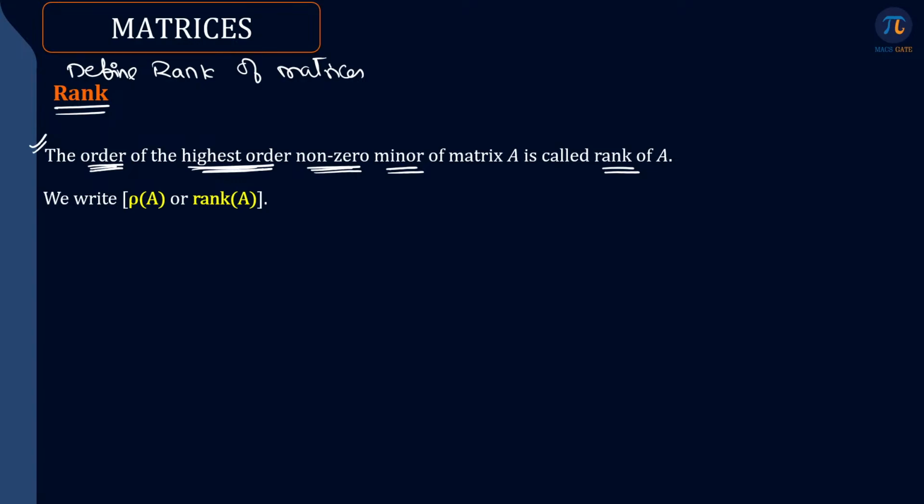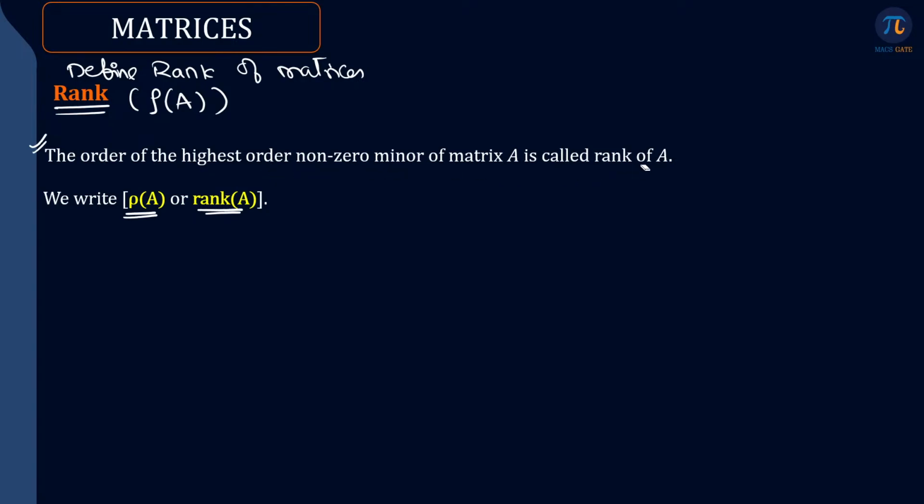So we write rank of A, or this notation also they use, row A. For rank they also use this row A notation. You can write rank of A, no problem. So what is rank, sir? The order of highest order non-zero minor of a matrix is called rank.